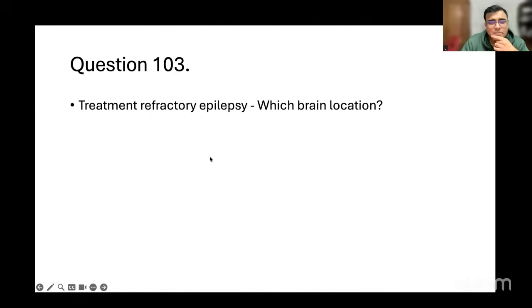Okay. Treatment refractory epilepsy, which brain location? So whenever you have treatment refractory epilepsy, most of the time it is associated with mesial temporal lobe sclerosis. Okay. Mesial temporal lobe sclerosis. So temporal lobe, if that was there in the options, then that would have been your correct answer. Mesial temporal lobe sclerosis causes epilepsy refractory to multiple drugs, and I think this is what they were asking. That would have been the correct answer if temporal lobe was there in the options. Okay.